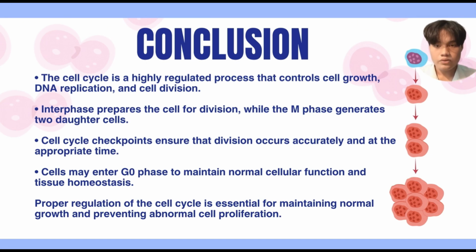Throughout the cell cycle, checkpoints ensure that each stage is completed correctly before the cell moves on to the next step. Some cells may also enter the G0 phase where they stop dividing but continue carrying out their normal functions. Overall, proper regulation of the cell cycle is essential for normal growth, tissue maintenance, and preventing abnormal cell proliferation, which can lead to diseases such as cancer.